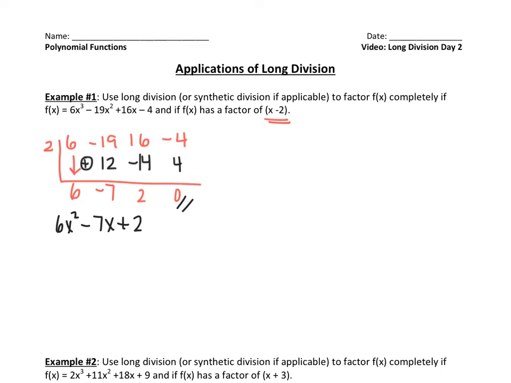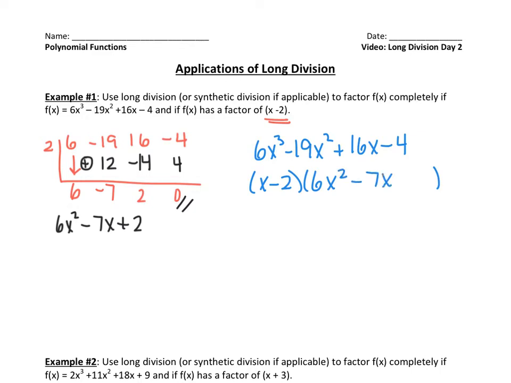So as of right now, if we want to write out the factors, here's the original problem. We have 6x to the third minus 19x squared plus 16x minus 4. And we know one of the factors is x minus 2. And we just found out that the other factor is 6x squared minus 7x plus 2. And now what we're going to do is continue to factor. It looks like we have a trinomial here that we could try to factor a little bit more. We can leave the x minus 2.